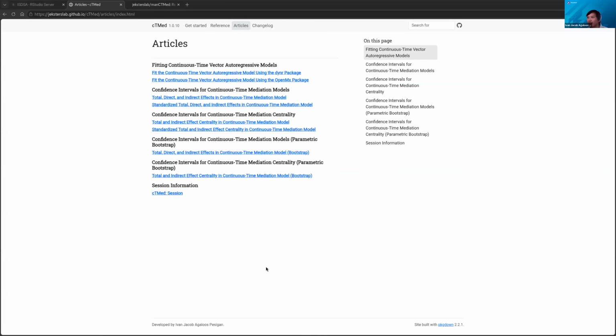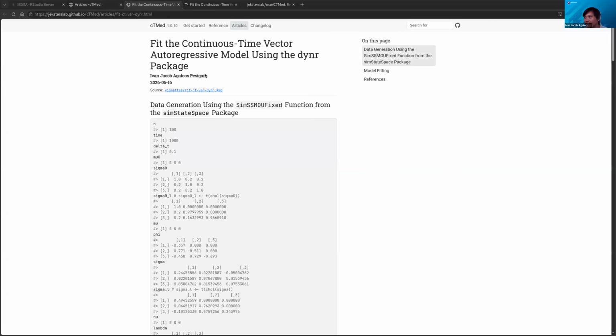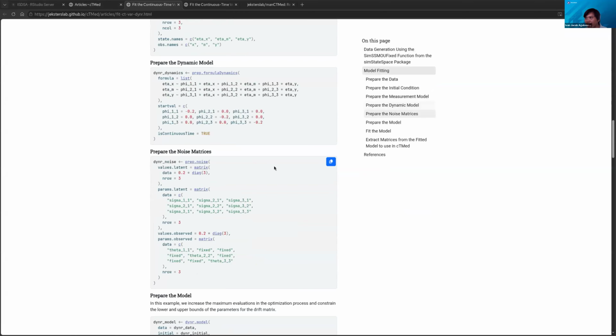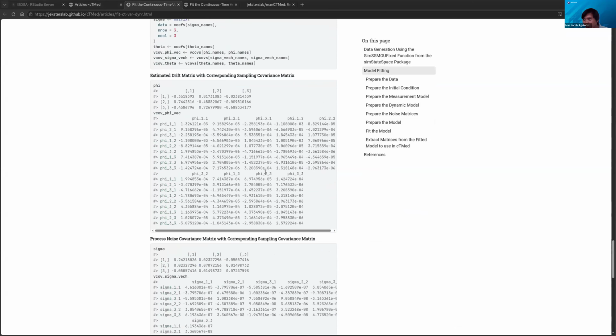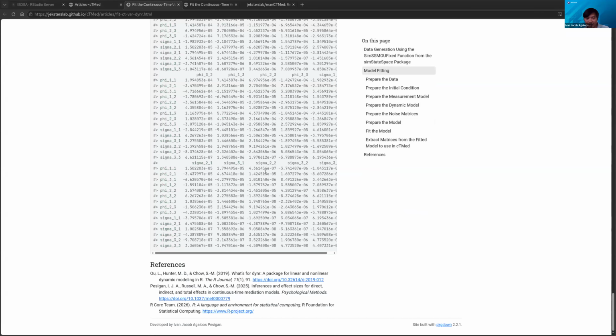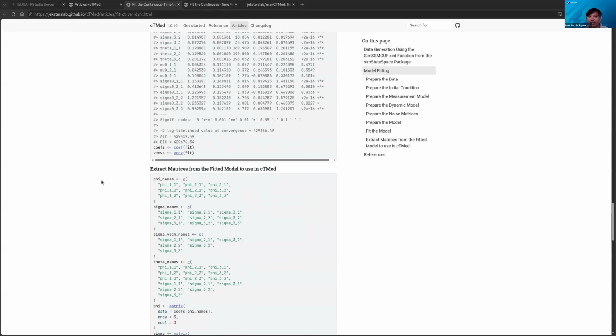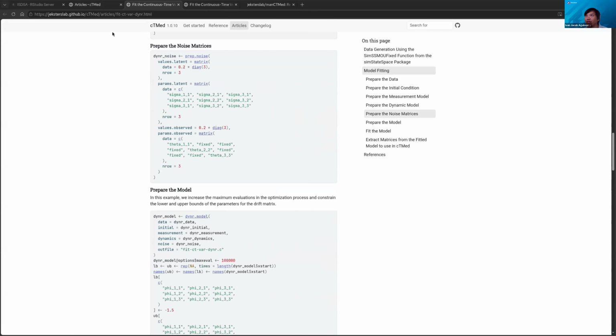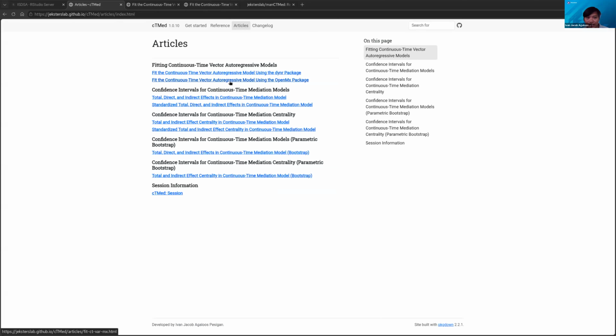useful. So for example, I have articles about how to fit a continuous time vector autoregressive model in dynr and OpenMX. So there's an example here. I don't know if I'll have enough time to actually go through all this, but everything is there. And also you can email me if you have questions about how to fit these things. So in my work, I've been using dynr and OpenMX, so that's why I put dynr and OpenMX here.